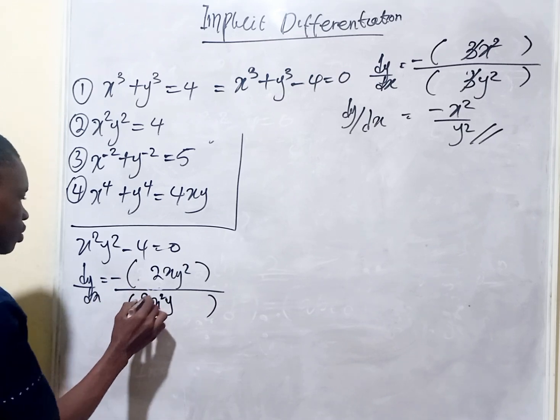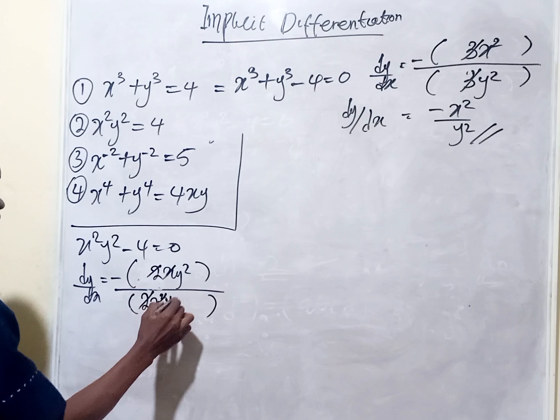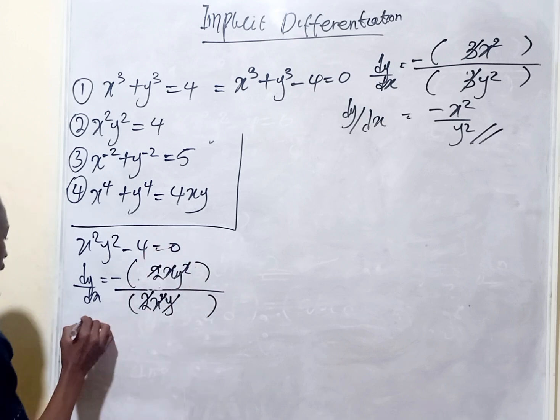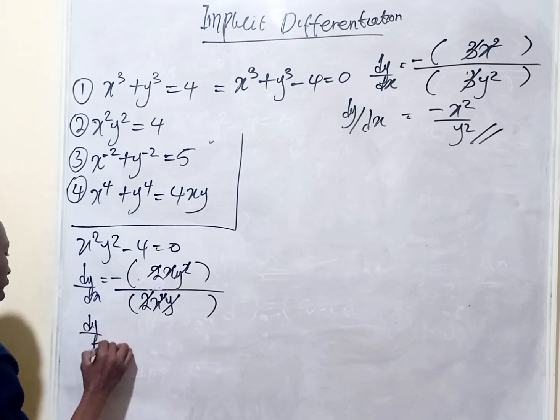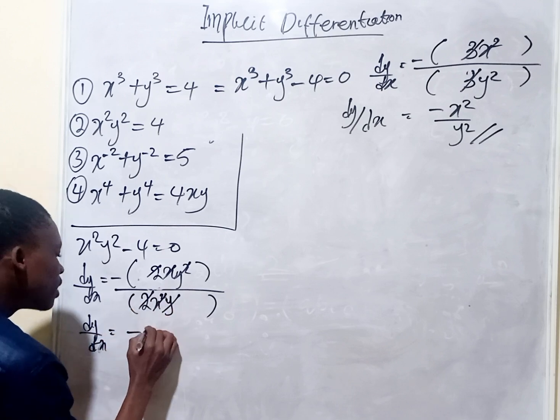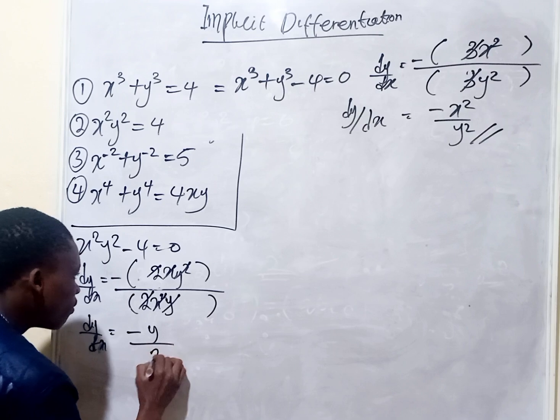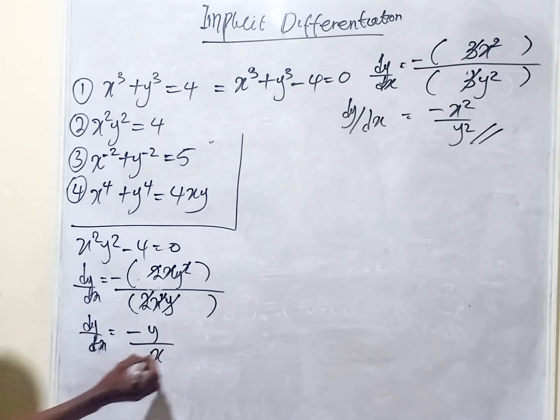So clearly, what can you see? 2 here can cancel out 2. x here can cancel out x. y here can cancel out this. And what do we have? dy over dx equals negative what? Negative y all over x. Negative y all over x. And this is the right answer.